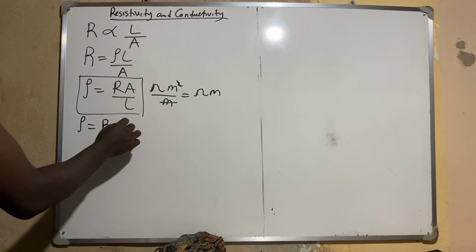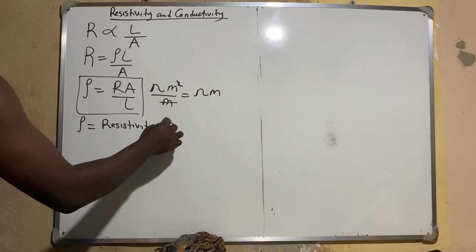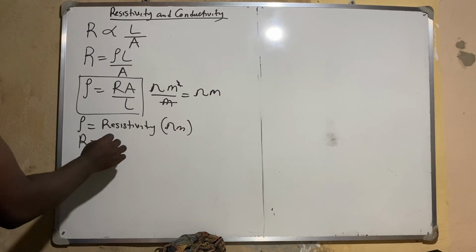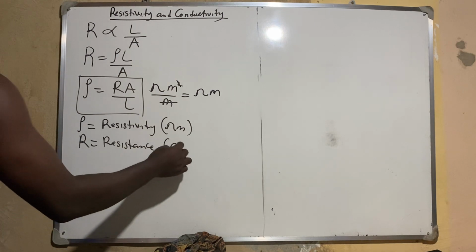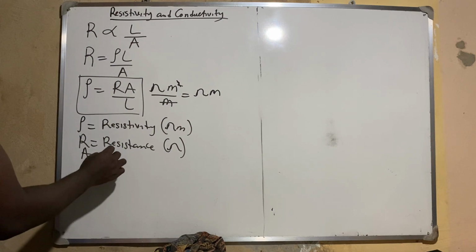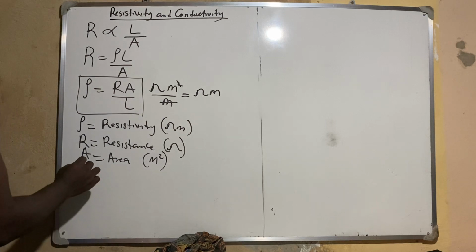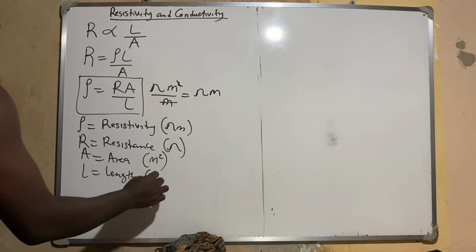Where rho is resistivity, measured in ohm meter. R is resistance, measured in ohm. A is area, measured in meter squared. And finally, L is the length, measured in meters.